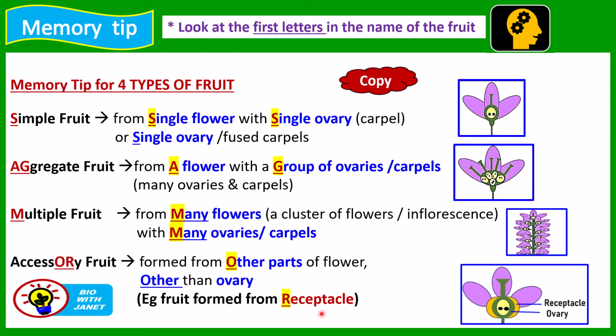To remind you, one part where the fruit can develop from is the receptacle. For example, in the apple, the receptacle surrounds the ovary. So it's the receptacle that develops and forms the fruit. Okay, so O for other than ovary and R for receptacle as an example of the part that forms the fruit.